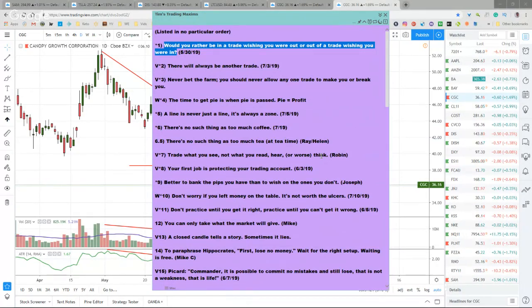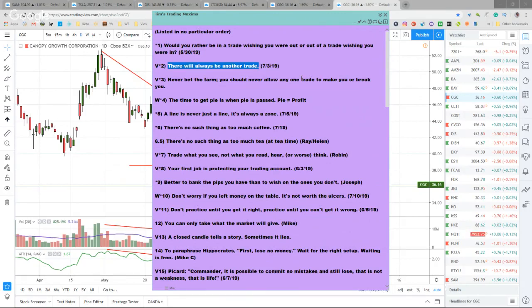I would get FOMO syndrome, the fear of missing out, and I would jump into everything that looked like it was vaguely going in my direction. This helped me a lot with that: there will always be another trade. That helps me if I get out too early, or if I'm in too early, or in late, or about to get in late. You know what I mean?